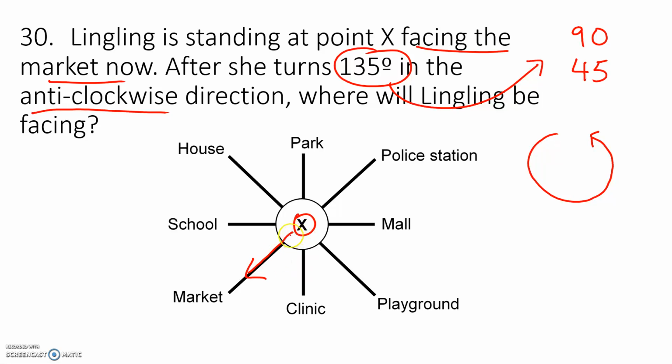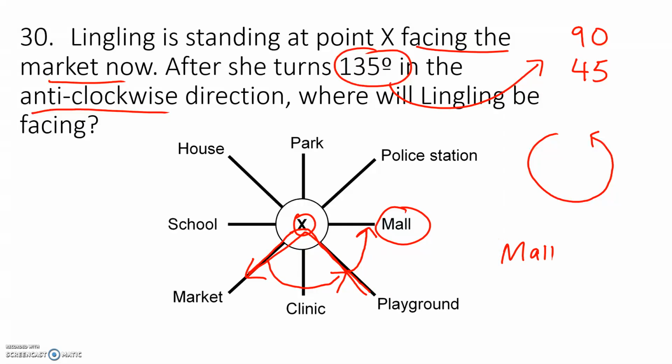Okay, we're going to do 90 degrees first. So 90 degrees will look something like this. So we're going to turn it properly. Let's turn from the market. We're going this way. That's 90. And we are going to do a 45, which is half of a right angle, which will bring us to the mall. So the answer is the mall.